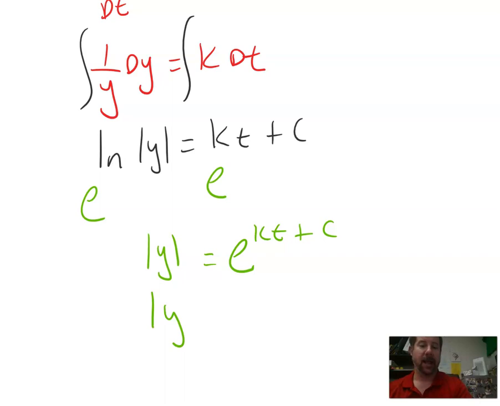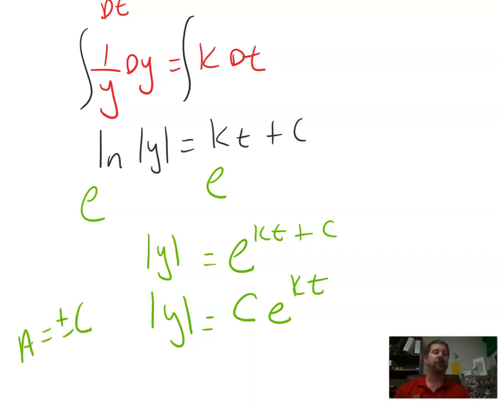All right, so absolute value of y equals e to the kt plus c. Hopefully we're familiar with that this plus c is just going to become a constant in the front. So you're okay if you don't have to write out that step. You can just put the c in front of the e and have it multiplying like that. And then, like we said before, I could say a is going to equal plus or minus c to drop the absolute value. And so we get y equals a e to the kt. All right, look at that.